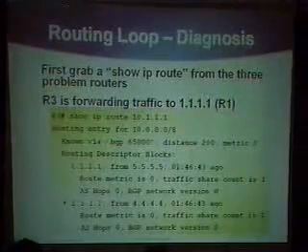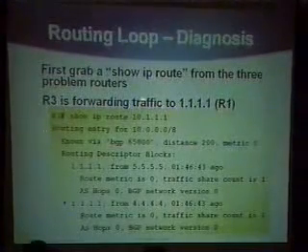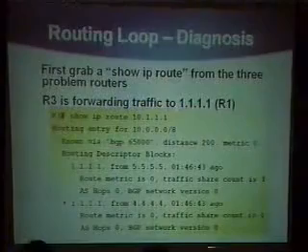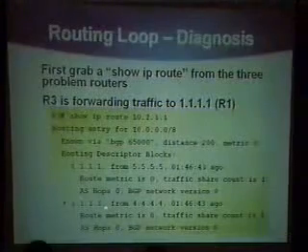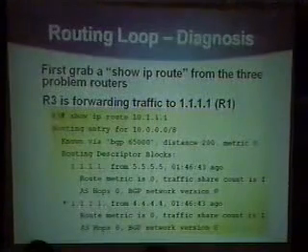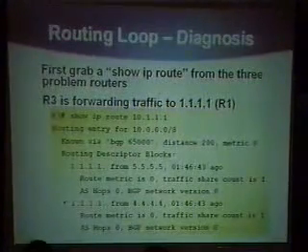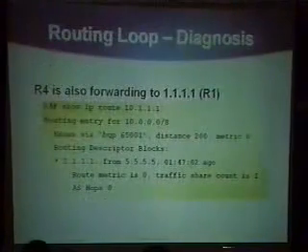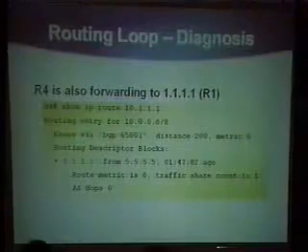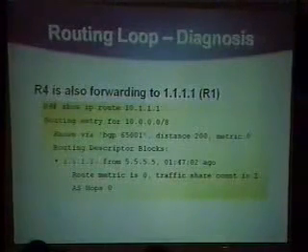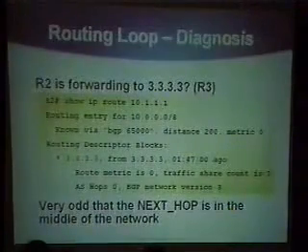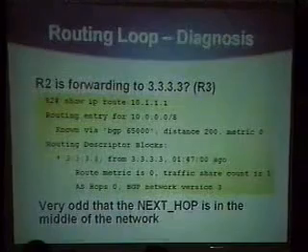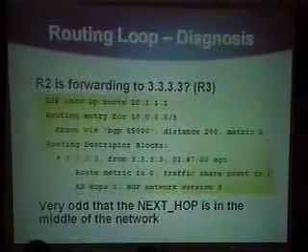Well, to do a show IP route from each of the 3 routers, well, router 3 is forwarding traffic to 1.1.1.1. That looks fine. Show IP route 10.1.1. Send it to 1.1.1.1. So that's okay. Router 4 is also forwarding to 1.1.1.1. That looks okay too. But router 2 is forwarding to router 3. So what's happening here? Why is it doing this?